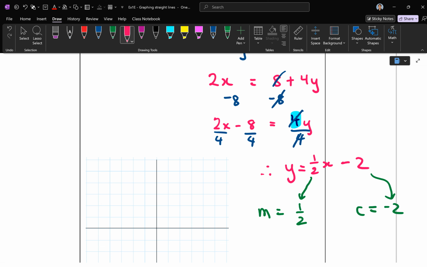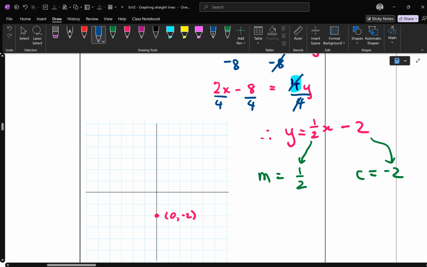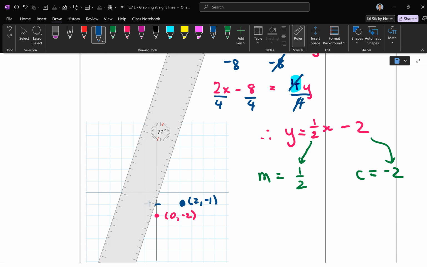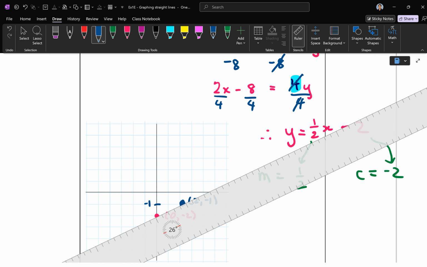You can say c is at negative 2. So find negative 2. Here we go. 0, negative 2. You got 1 point. You need 2 points to sketch a straight line. Follow the gradient. It says go up by 1 and then go to the right by 2. So here we go. Up by 1, to the right by 2. That gives me this point now, and that's 2, negative 1. You see that? So I went up by 1 and then to the right by 2. I just followed the gradient. Now you have 2 points. Use a ruler and sketch.